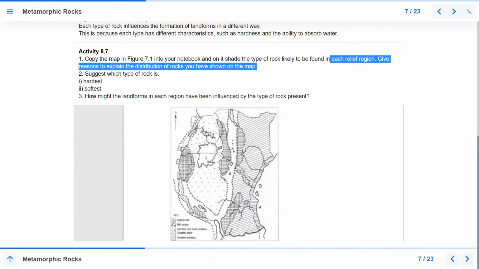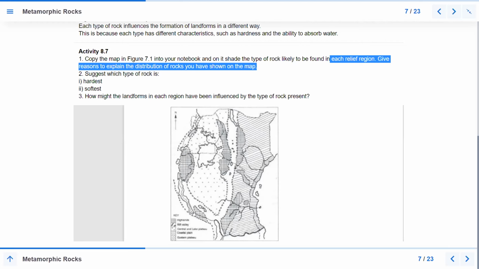Guys, you have seen here the Central and Lake Plateau. What type of rock is likely to be in that region, in the Central and Lake Plateau, where you have rivers flowing with sediments? Which kind of rock is likely to be there? How about at the East Africa coast? What kind of rock is likely to be there? How about in the volcanic highlands of Uganda, in Kisoro? Which kind of rock is likely to be there?